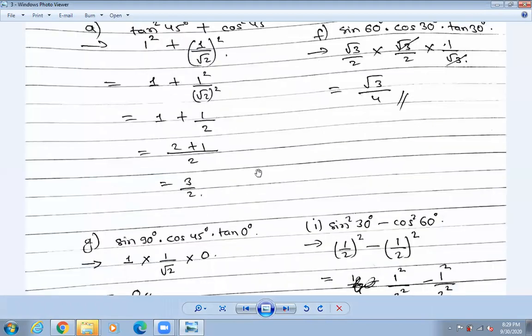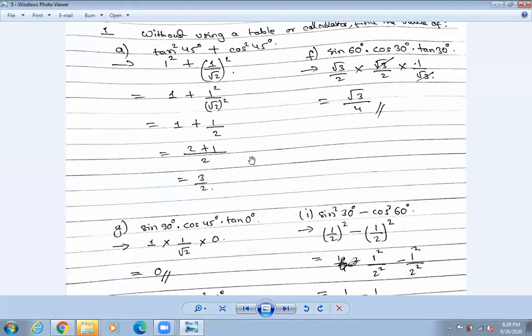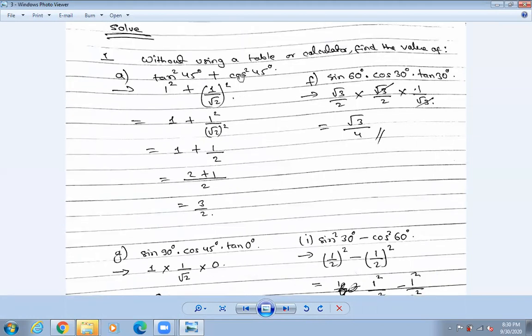Okay, so let me go quickly. This one we have already done in the previous exercise. Without using a table or calculator, that means we cannot use any calculator over here, find the value of tan square 45 plus cos square 45.